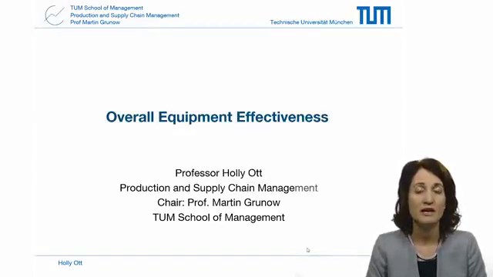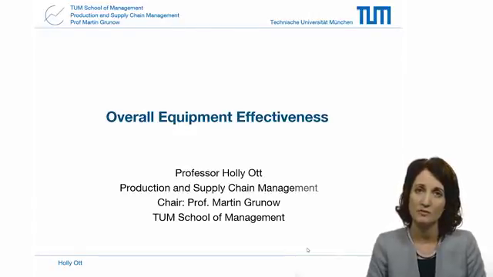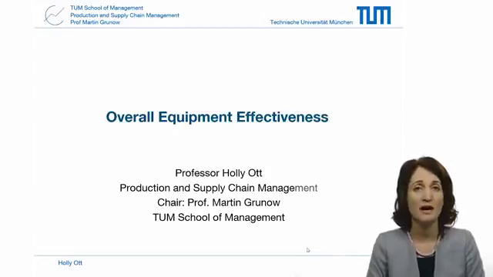Now we want to understand a best practice metric, the overall equipment effectiveness, or OEE, which is used to measure such flow interruptions, and in addition, process defects by measuring both capacity and quality losses in a system.